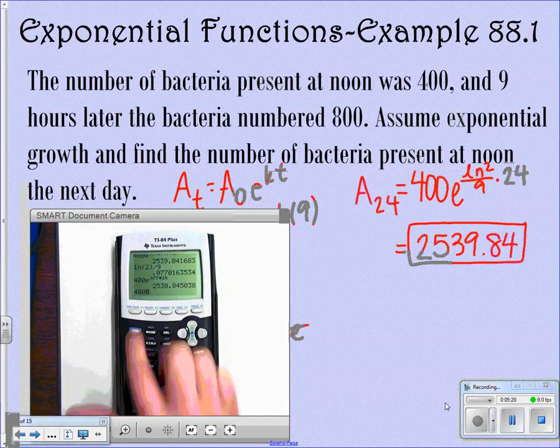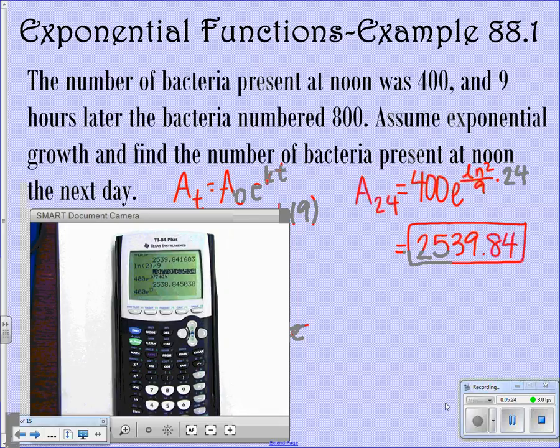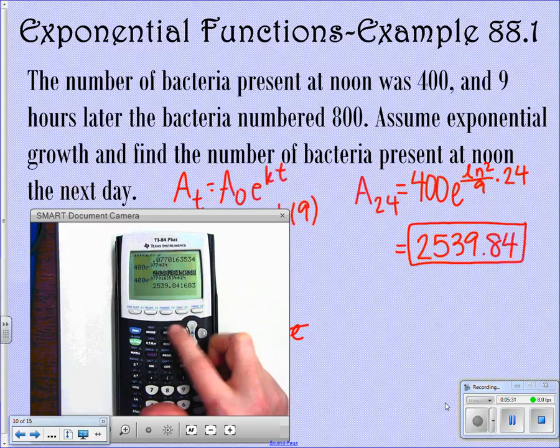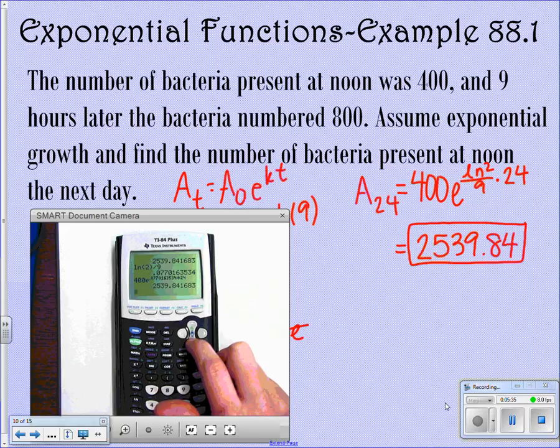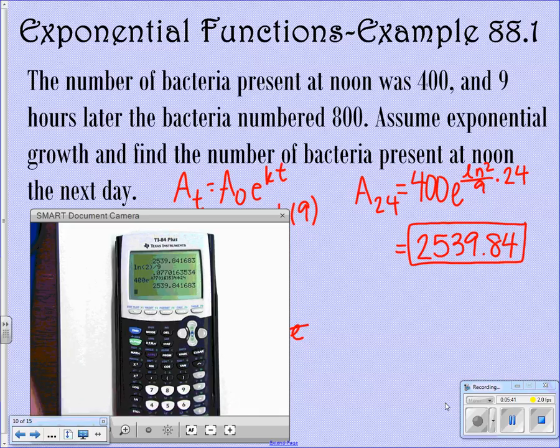400 e to the, this is what ln of 2 over 9 is, and then multiply that by 24. And then you still get the same number as what I got right here. Okay? So if you want to do it that way, you can. You just need to make sure that you use the whole decimal that the calculator gives you and not the rounded number. Okay?